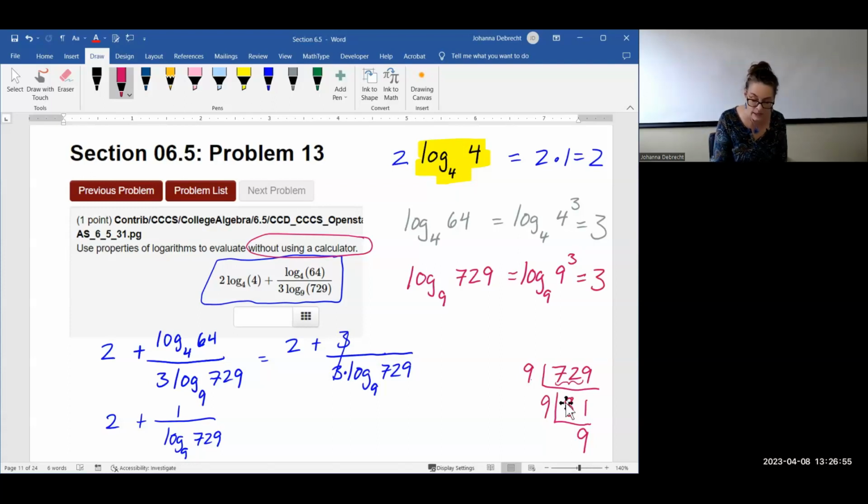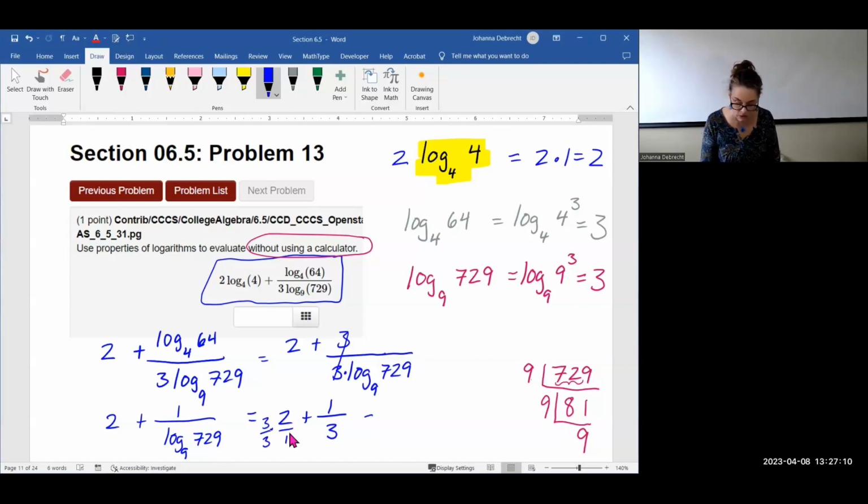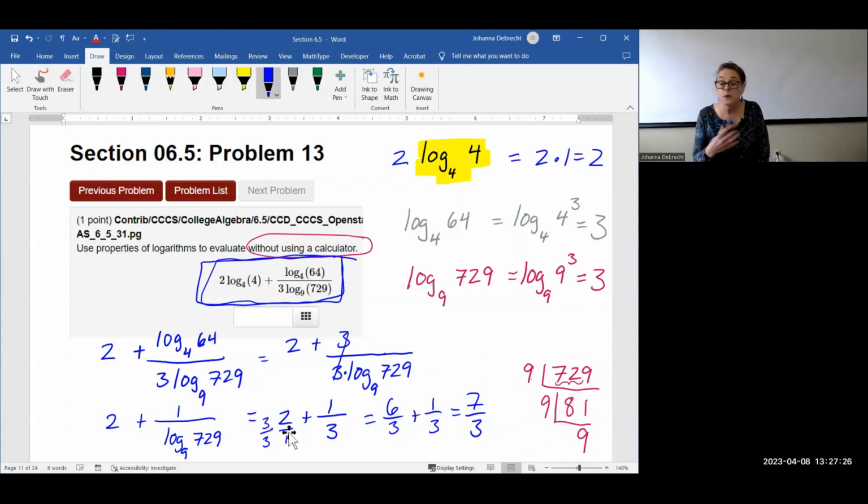So this is going to then give me, coming over here, 2 plus 1 divided by 3. Now I need a common denominator. And so I'm going to write the 2 as 2 over 1, and I'm going to multiply by 3 over 3, which gives me 6/3. So I have 6/3 plus 1/3, which gives me 7/3. And that would be our final answer. So we've gone from something that was super complicated and nasty looking up here to a single number. And we can use the properties of logarithms in order to do that.